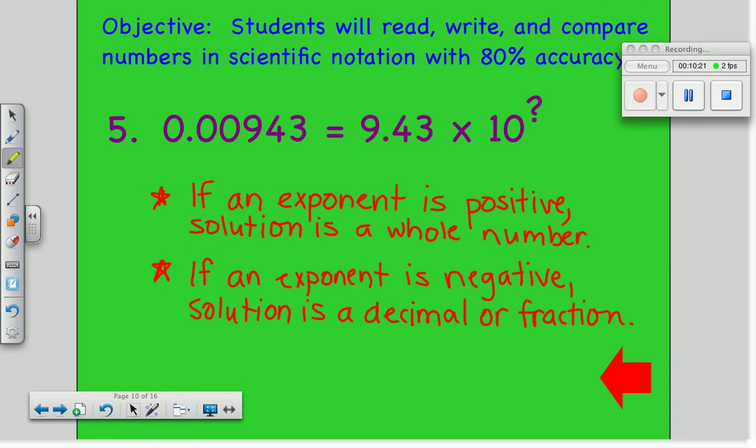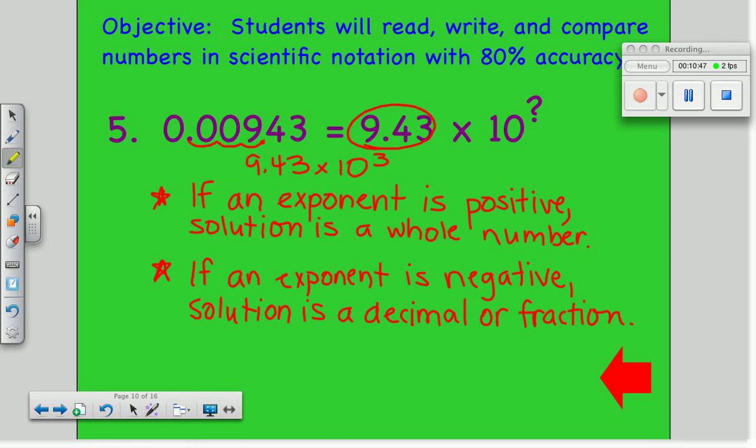This one. Now, this number's less than 1. So in order to make it more than 1 but less than 10, I have to move the decimal here to 9 43/100ths, right? So that's where this came from. Now, I'm multiplying that times 10 to a power. In order to find out what power, I have to move the decimal. 1, 2, 3, right? 3.